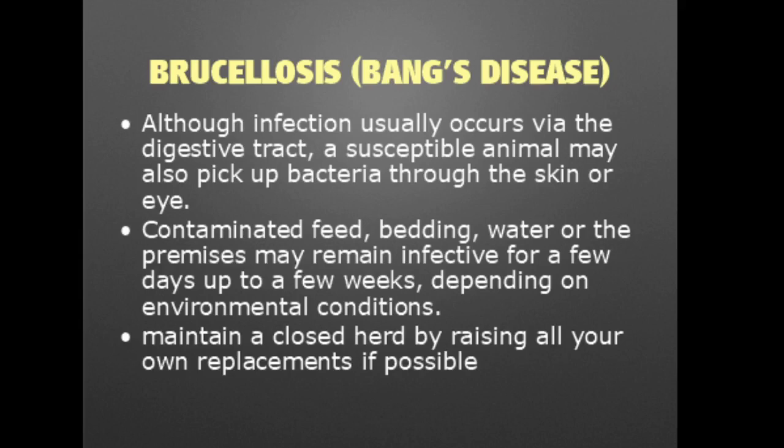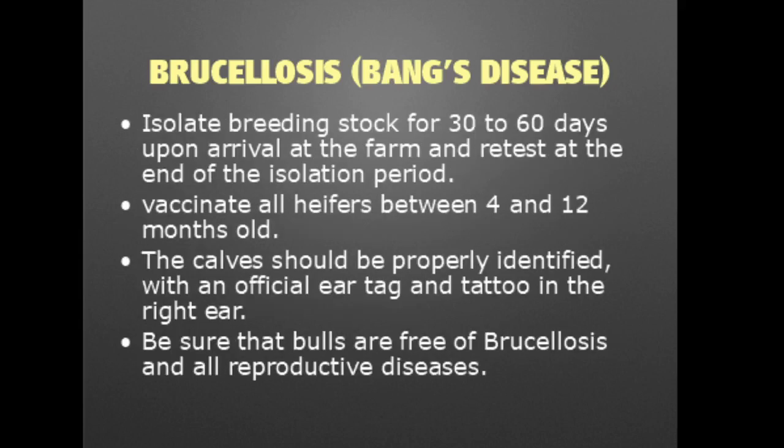How do we prevent the entry of this disease? We can maintain a closed herd by raising all our replacement heifers inside the farm. We won't be buying from the outside. Also, we can isolate breeding stock for 30 to 60 days upon arrival at the farm, and then we do a retest at the end of the isolation period.